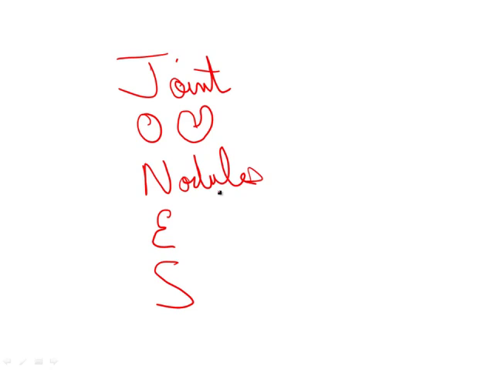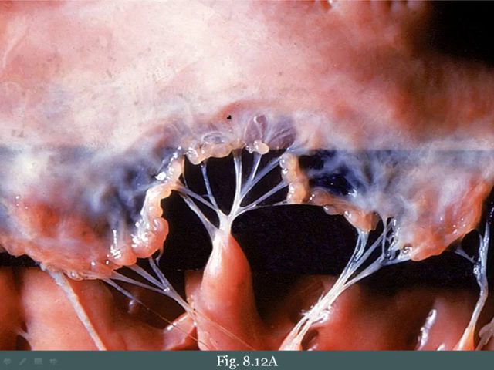Now, of these 5, the joint problems, the nodules, the erythema, and the Sydenham's chorea will all resolve with time, and there are no long-term sequelae. But the key problem is going to be the heart problem, and so we want to focus on that a little bit. So let me just remind you that the heart problems are going to be a pancarditis, and by pancarditis we mean that each of the layers of the heart is going to be inflamed.